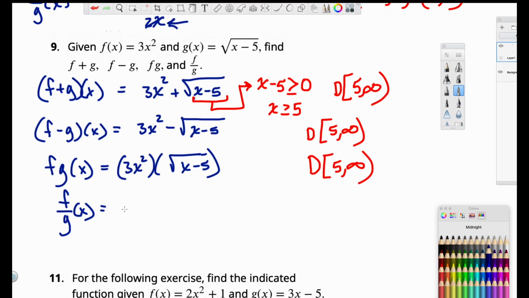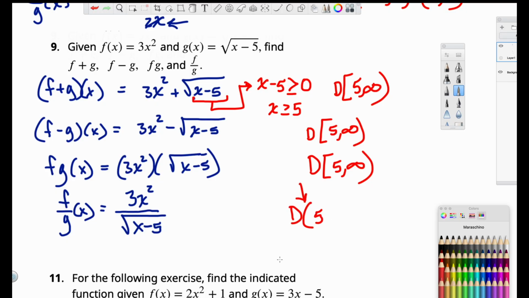So our f of x function is 3x squared. And now we're dividing by this g. Something changes here now, though, right? Because we still can't have the negative under the radical, just like we did here. But we also can't divide by 0. So in this case, 5 does not work. If I put 5 in here for x, then the square root of 5 minus 5, that's the square root of 0. That would be 0. And so I can't include 5 for this one.